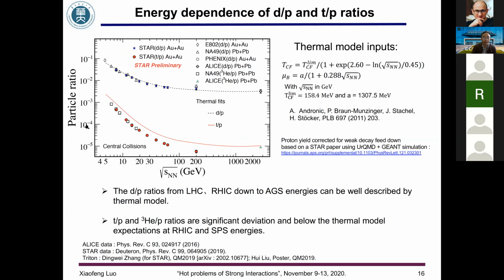By obtaining the yields of those light nuclei, the deuteron and triton, we can obtain the particle ratios, deuteron over proton and triton over proton, as a function of the collision energy for most central collisions. You can see that both deuteron over proton and triton over proton show a decreasing trend as we increase the energy. The deuteron over proton can also be described by thermal model calculations. However, on the triton side, you can see that our triton result at RHIC energy and below deviates from the thermal model prediction. But the ALICE result at 2.76 TeV follows the thermal model prediction. So it is still a puzzle why the triton result at RHIC energy and below deviates from the thermal model prediction.